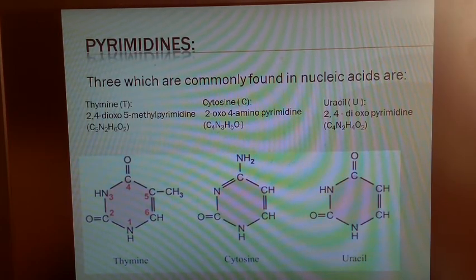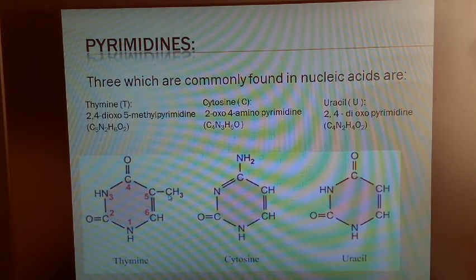So first it is numbered with the nitrogen itself. You can observe: nitrogen, C double bond O, NH, NH, C double bond O, C, CH3, CH. We name it 2,4: the second carbon has C double bond O, and here also it is C double bond O. So 2,4 dioxo. For the fifth carbon, a methyl group is attached. So it is 2,4 dioxo 5-methylpyrimidine.